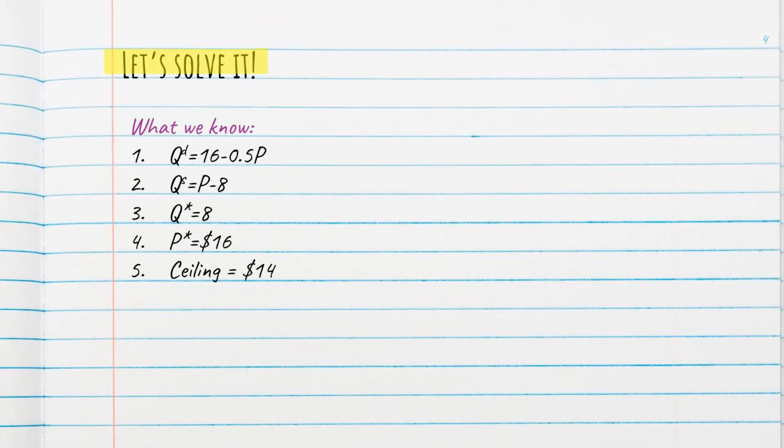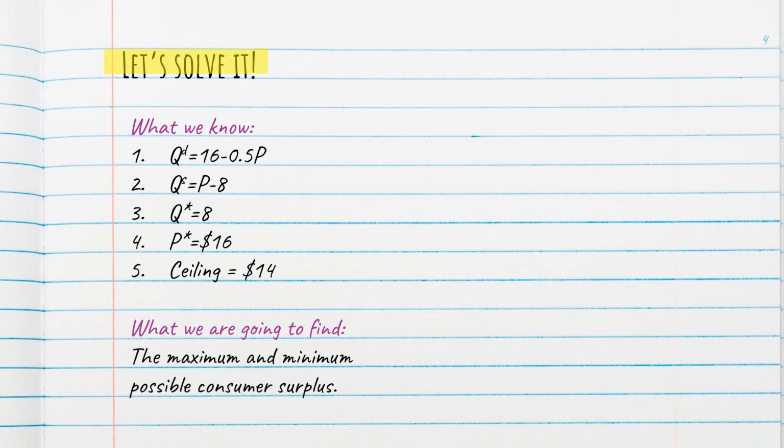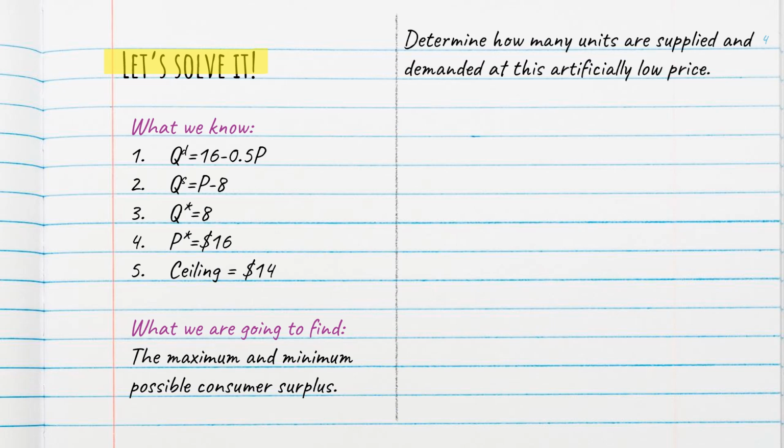Let's solve this question. So here's what we know. We know the demand, the supply, the equilibrium quantity, and the equilibrium price, as well as this price ceiling amount, which is $14. We are trying to find the maximum and minimum possible consumer surplus. The first thing that we need to do is figure out how many units are supplied and demanded at this artificially low price. Price is low, so we would expect that demand will be greater than supply. We're going to see that that's true as we do the math.